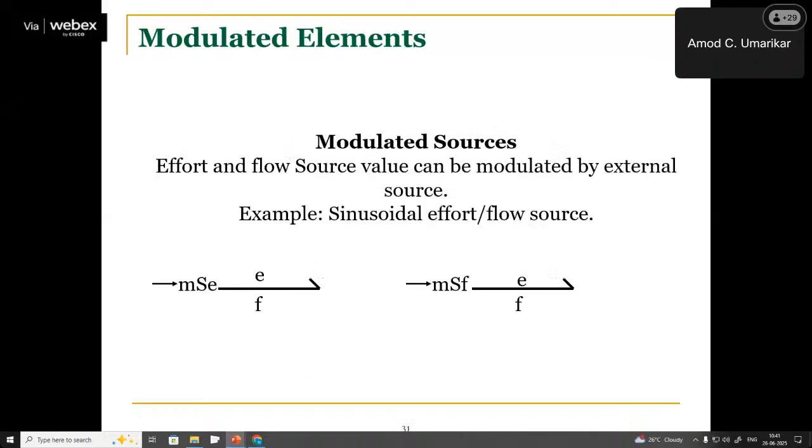Similarly, there are modulated sources. For example, sinusoidal effort or flow source. It is the same as effort source and flow source, only modulated, like a PWM inverter. So that's a modulated source.